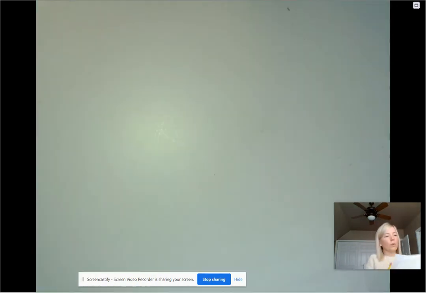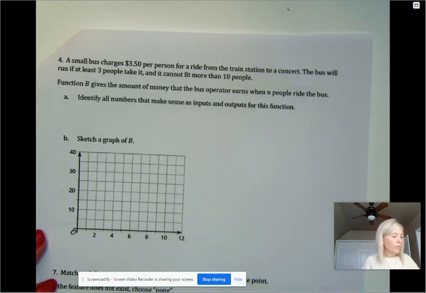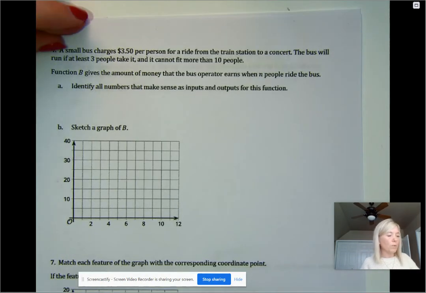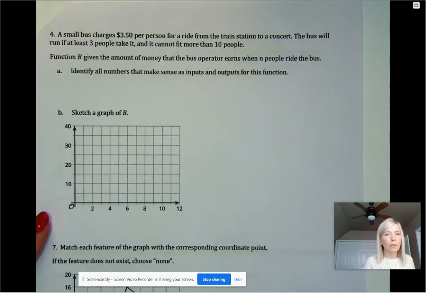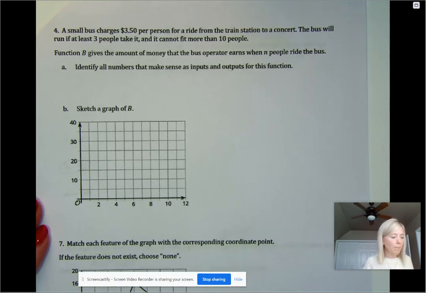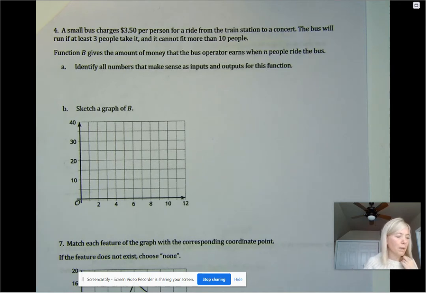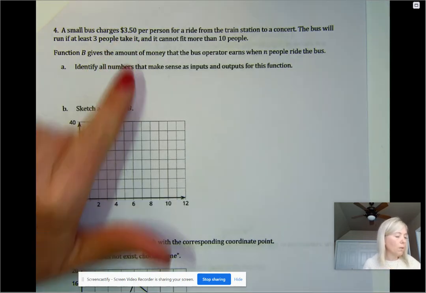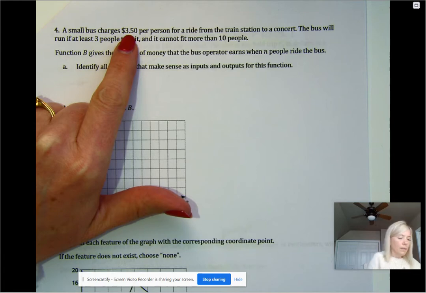On number 4, remember you skipped 3, so go to 4. A small bus charges $3.50 per person for a ride from the train station to a concert. The bus will run if at least 3 people take it, and it cannot fit more than 10 people. Function B gives the amount of money that the bus operator earns when n people ride the bus. Okay, so it sounds to me like it's $3.50 per person. That's important.